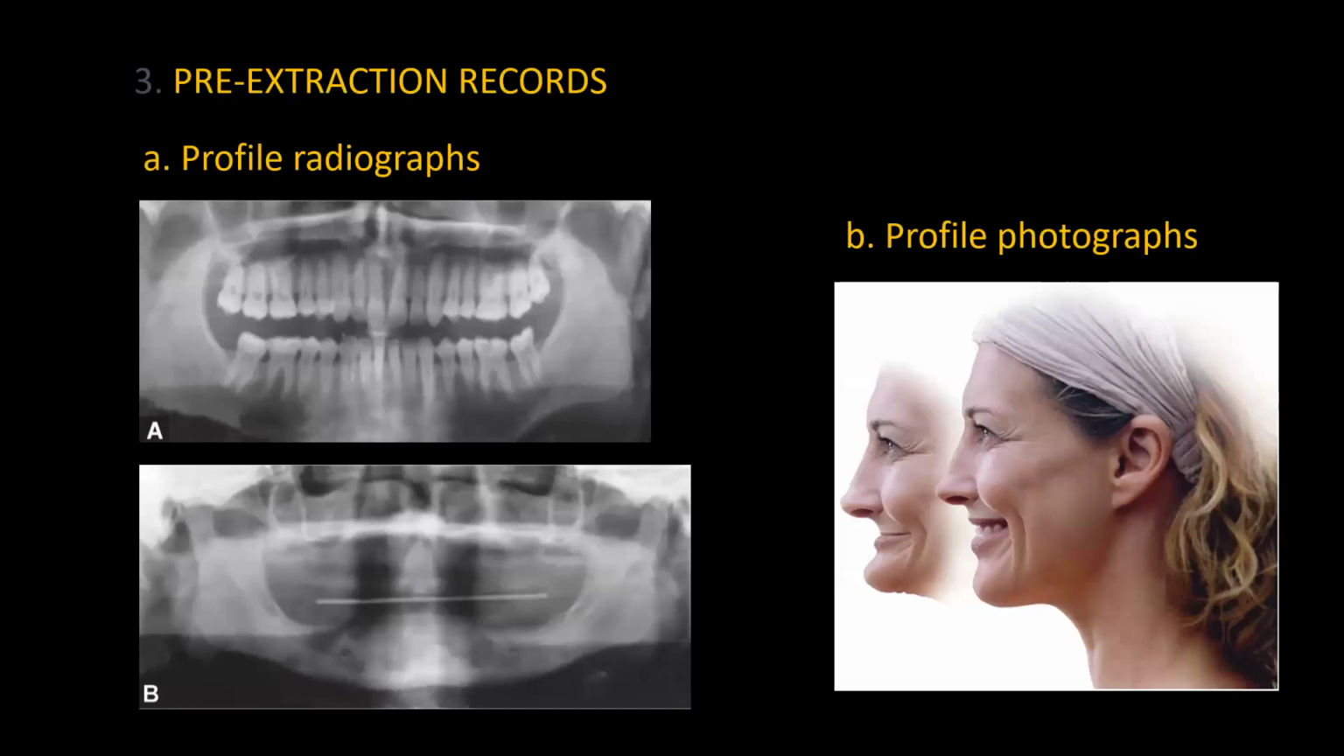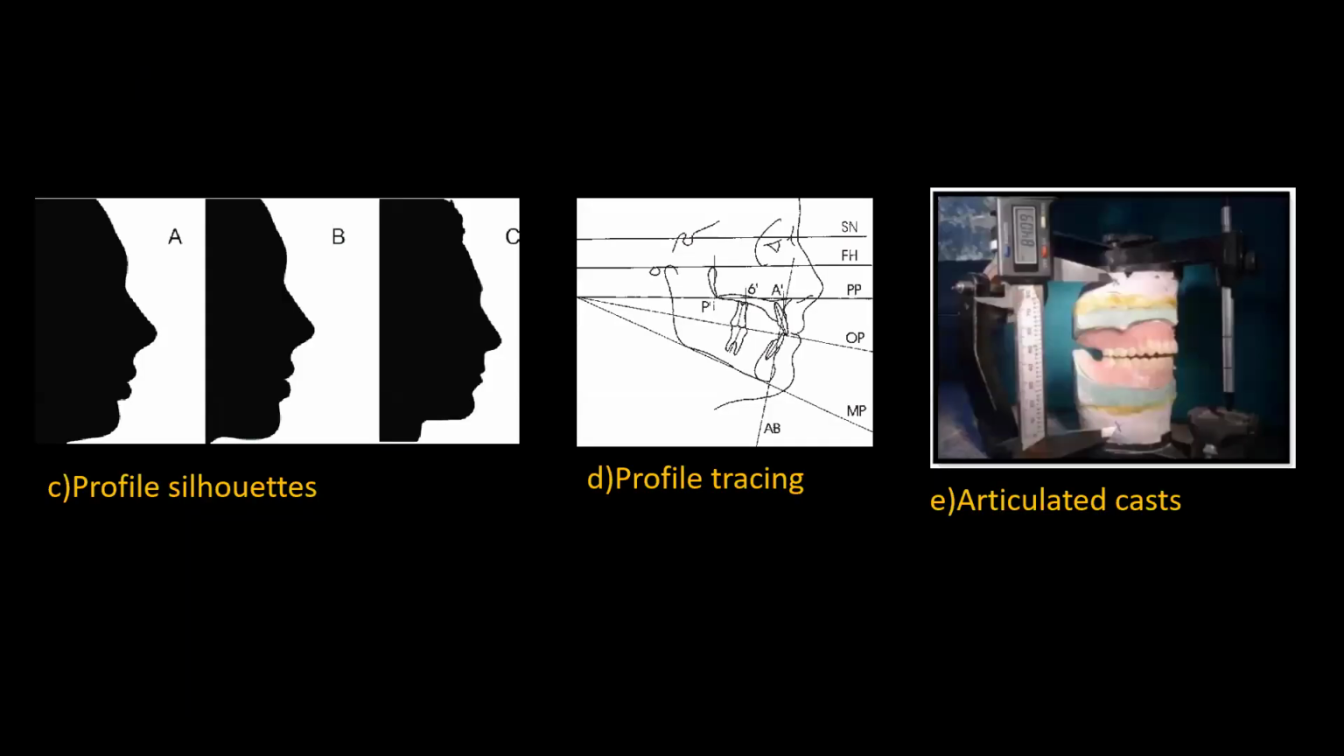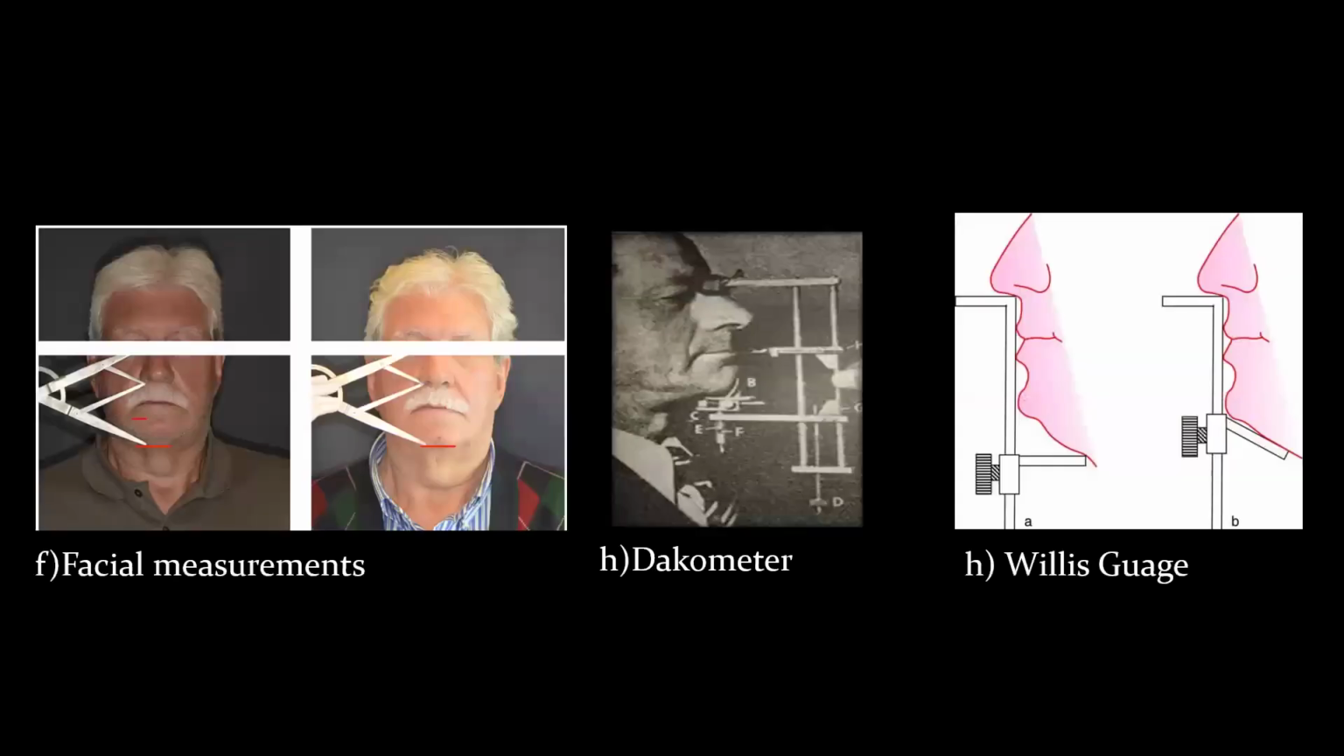The next are the pre-extraction records, where you can get profile radiographs such as OPGs, profile photographs, profile silhouettes, profile tracings on lateral cephs, and previously articulated casts, if they can be found. You can do facial measurements. You know that an increase or decrease in vertical dimension greatly affects the lower facial height, which should be established. So facial measurements using dacometers, Willis gauge, etc. help you establish the correct vertical dimension. And the most commonly used method in our practice is Niswonger's method.